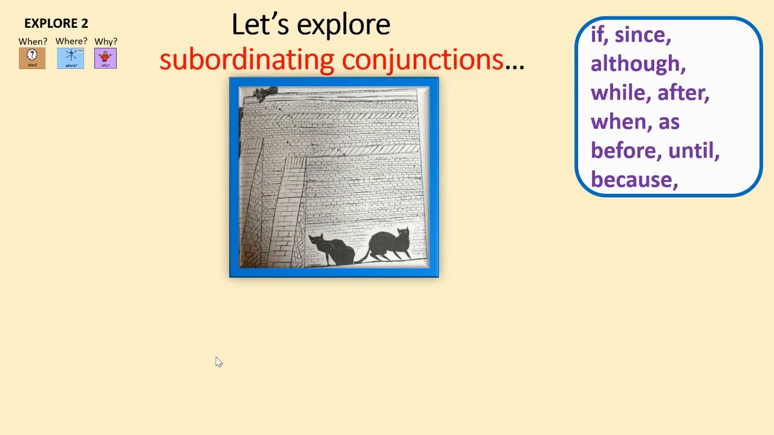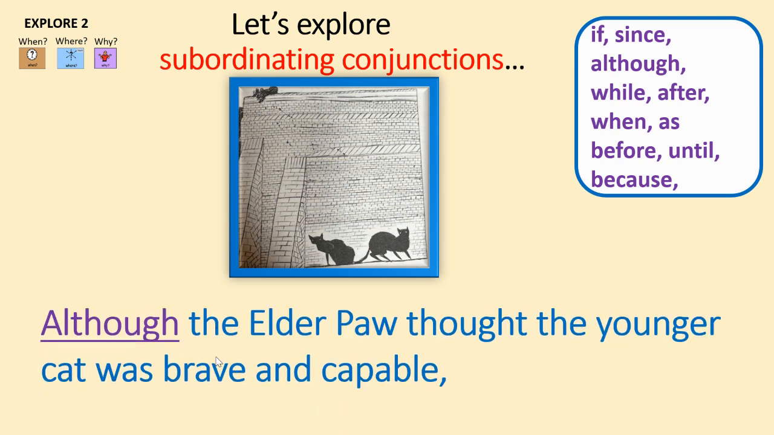Gosh, we are working really, really hard, aren't we? We've got another picture here, so some of you may want to write your sentence on your own first. If you do, press pause. And the rest of us, we're going to have a look at what I have started off with. I've said, although the elder Paul thought the younger cat was brave and capable, how could we finish that off? What would make sense? What would help to make sense of that subordinate clause? Although the elder Paul thought the younger cat was brave and capable. Okay, finish it off. Say your sentence out loud, your main clause out loud. Then write it down on your piece of paper. Do that now. Press pause.